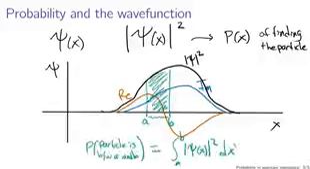You can think of this as a definition. You can think of this as an interpretation. But fundamentally, this is what the physical meaning of the wave function is. It is related to the probability distribution of position associated with this particular state of the system.